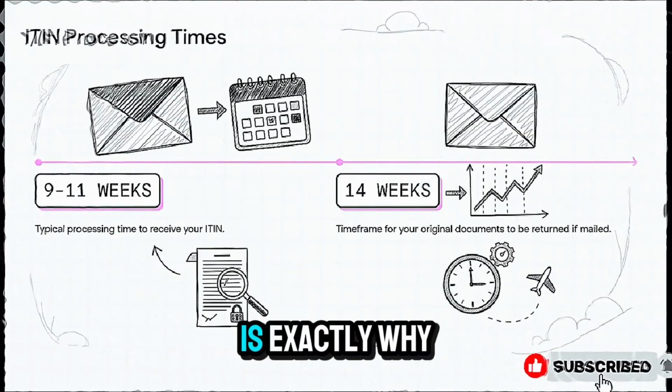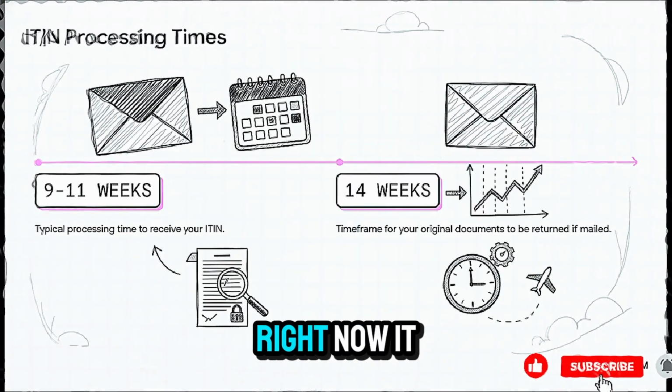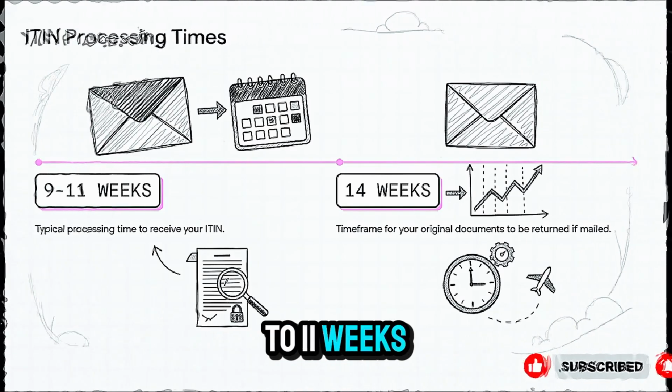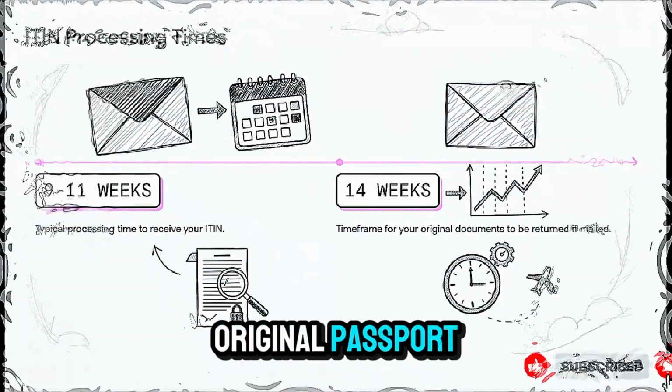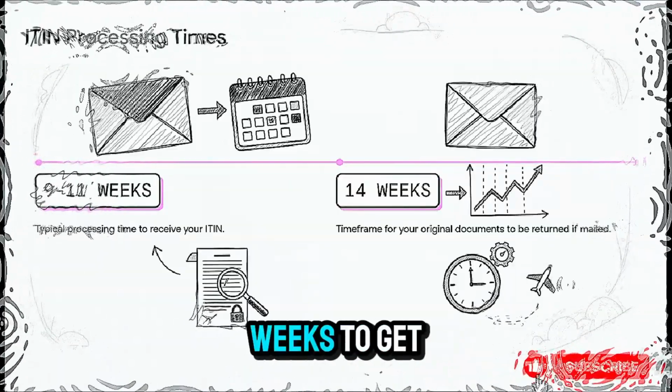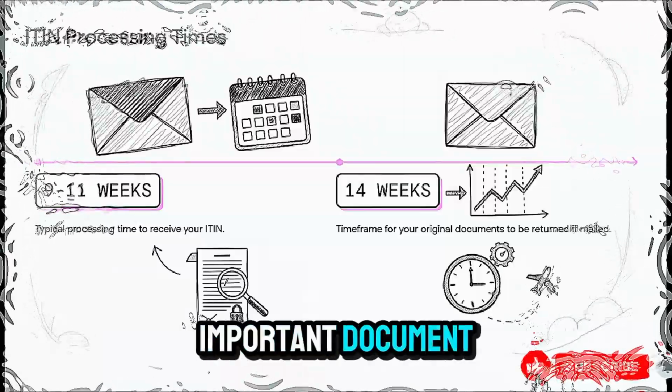And this right here is exactly why that choice of how to apply matters so much. Right now, it takes about 9 to 11 weeks just to get your ITIN number. But if you mailed in your original passport, it could take up to 14 weeks to get it back. We're talking over 3 months without your most important document.